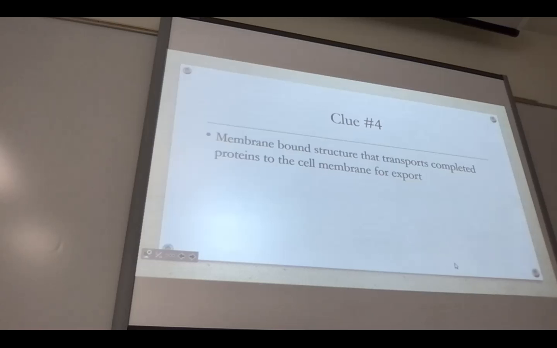Membrane-bound organelle that breaks down the cell's waste. Lysosome, yep. Lysosomes, those are kind of the waste control areas of a cell. The monomers of a protein. Amino acids, yay. A lot of people do that. And then what is around the nucleus? Nuclear envelope, yep, or nuclear membrane, whichever.